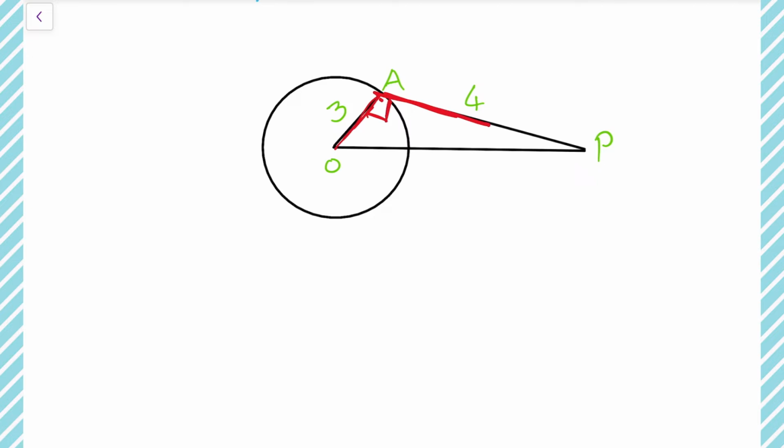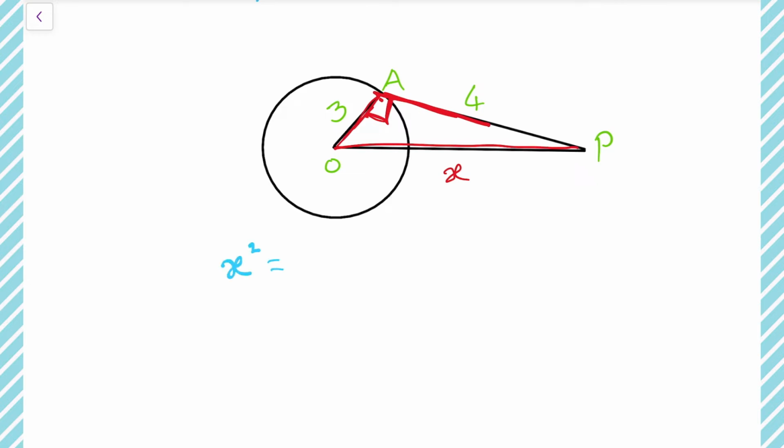So this is 90 degrees, which means the triangle is a right angle triangle without doubt. Opposite to this 90 degrees is always the hypotenuse. It means this OP is the hypotenuse. I am taking it as some constant x. Now if it is a right angle triangle, we can easily apply the Pythagoras theorem. So let us apply that.